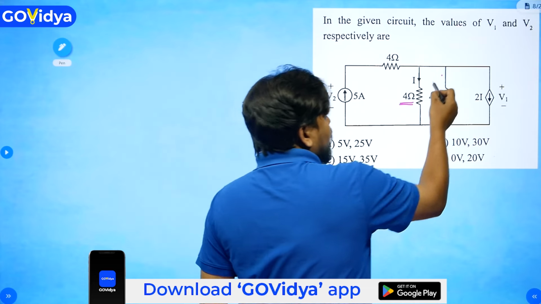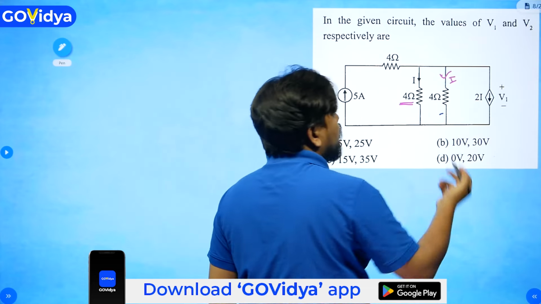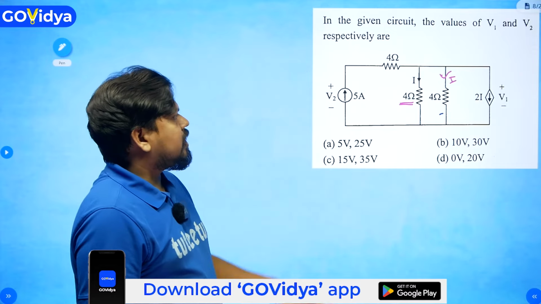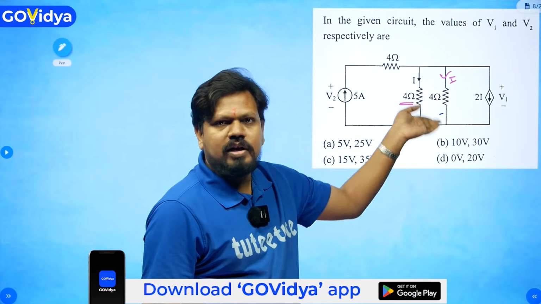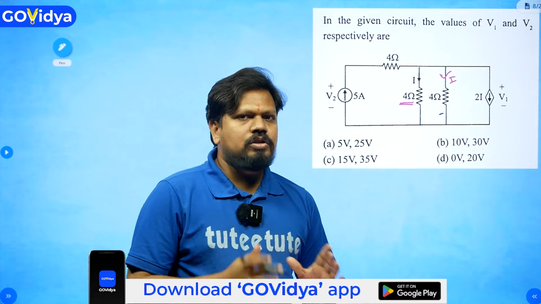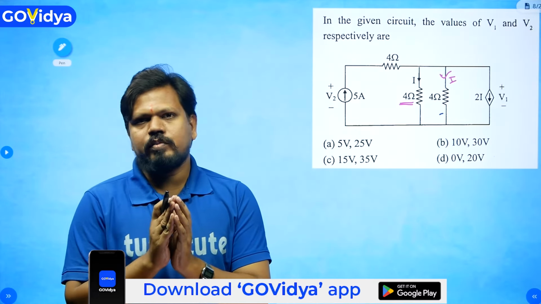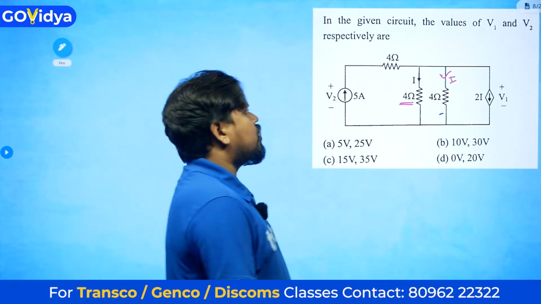So will the same current flow here or not? Current I only will flow here also. Understand? Because the same 4 amperes flows, and there is no other element in between these two parallel branches. The voltage across this, otherwise you can do it like this.